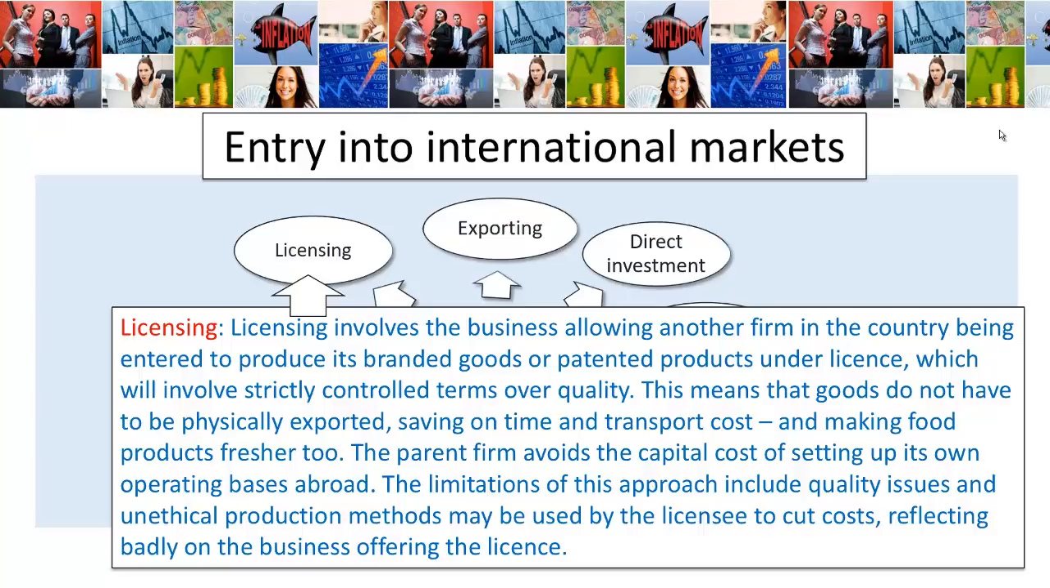In international licensing, the parent firm avoids the capital cost of setting up its own operating bases abroad, but the limitations of this approach include quality issues, unethical production methods may be used by the licensee to cut costs, and that will reflect badly on the business offering the license.